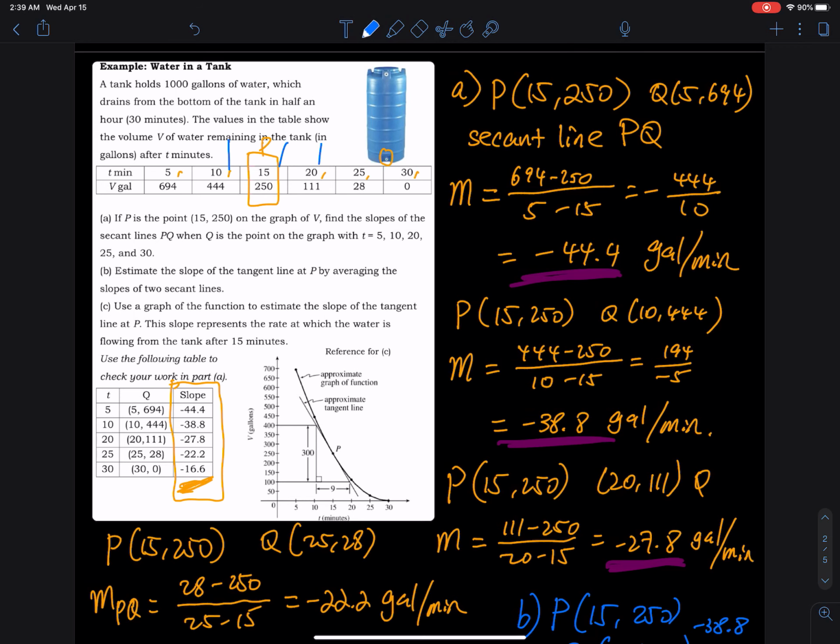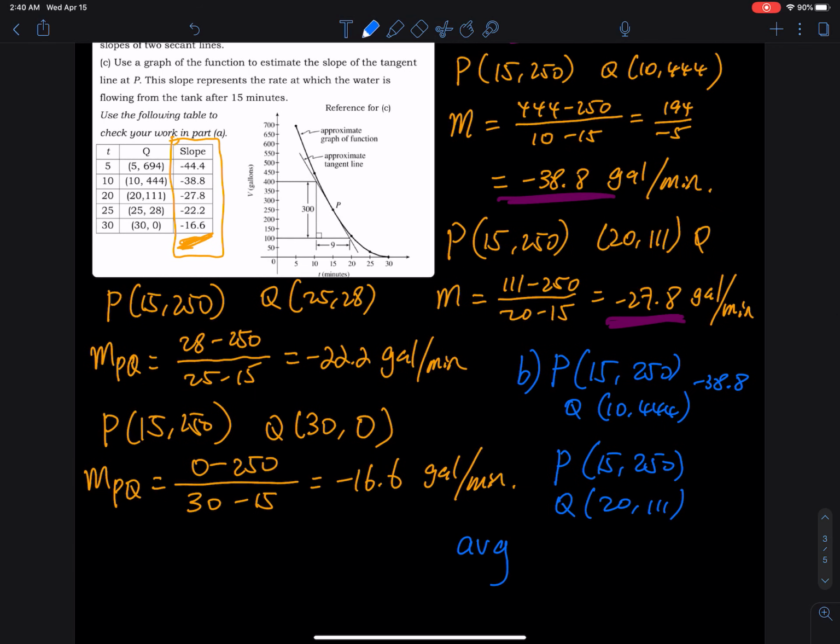So the average is equal to what? This one is right here, that is negative 27.8. So the average is negative 38.8 plus negative 27.8 divided by 2. You calculate the average. That is around negative 33.3 gallons per minute. So that answers B. And then what are they asking in C?